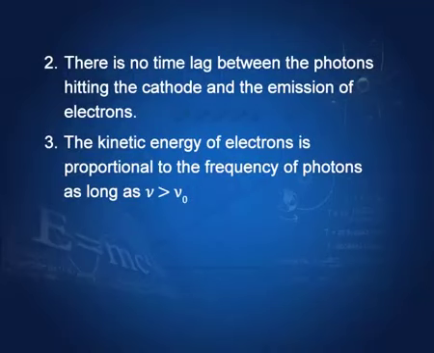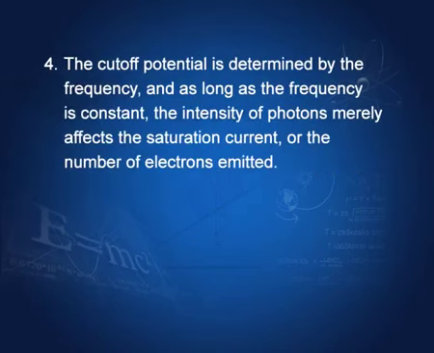The kinetic energy of electrons is proportional to the frequency of photons as long as nu is greater than nu 0. And lastly, the cutoff potential is determined by the frequency. You remember that curve where we varied the frequency. The cutoff potential is determined by the frequency, and as long as the frequency is constant, the intensity of photons merely affects the saturation current or the number of electrons emitted.